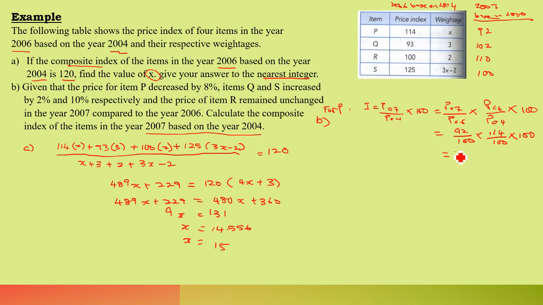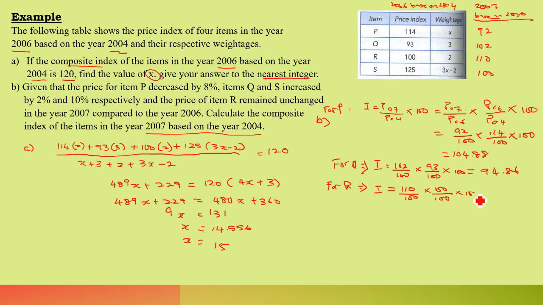So the same way you need to work it out for each of them. So you will get 104.88. This is 07 based on 04. So for Q also you use the same formula. So I'm just straight away going to work out the value here. So what you will have is 102 over 100 times 93 over 100 times 100. So you will get 94.86. And then for R, the index will be 110 over 100 times 100 over 100 times 100. So you will still get 110.